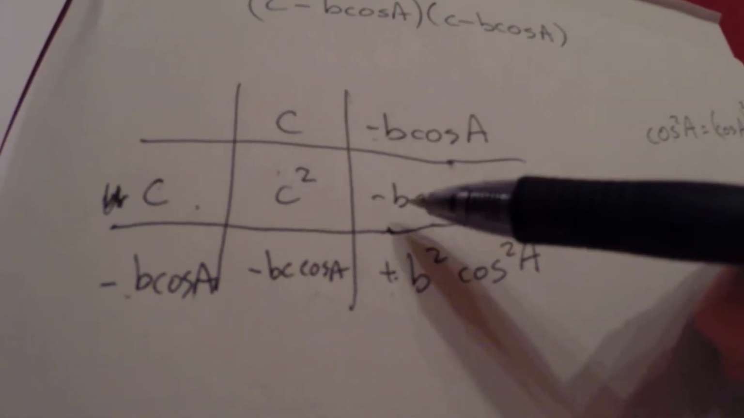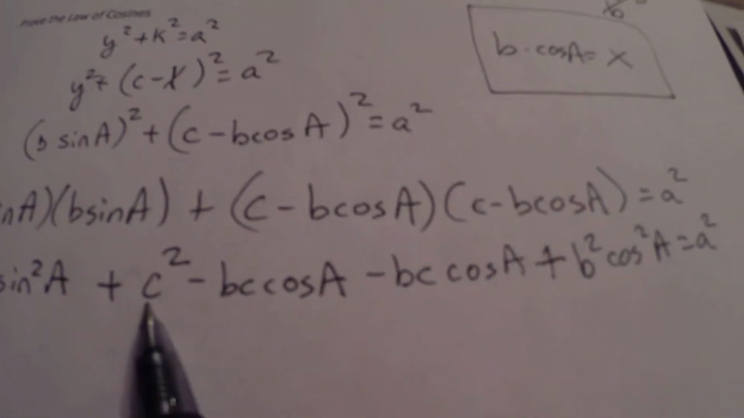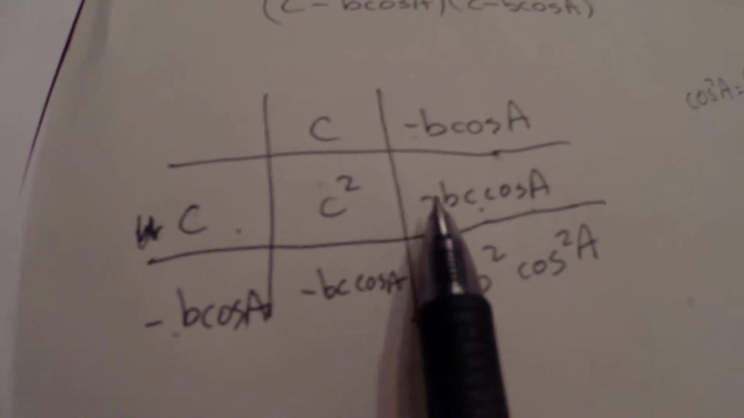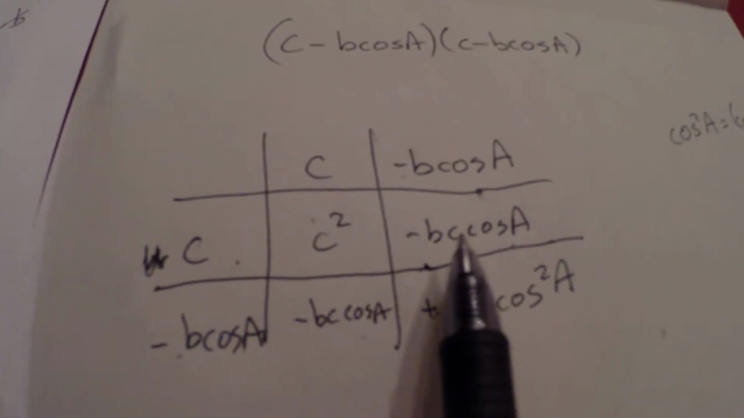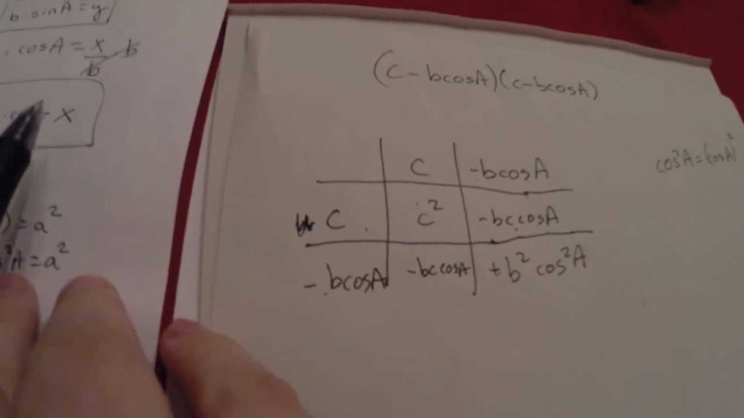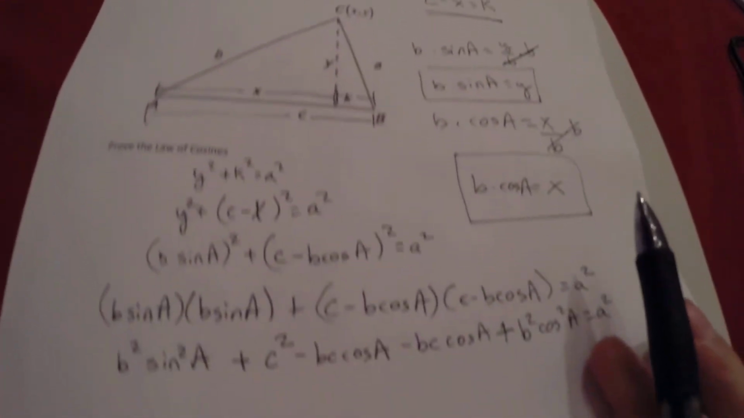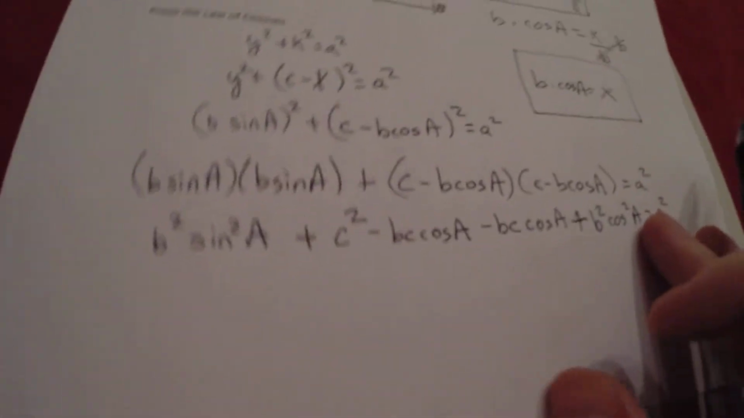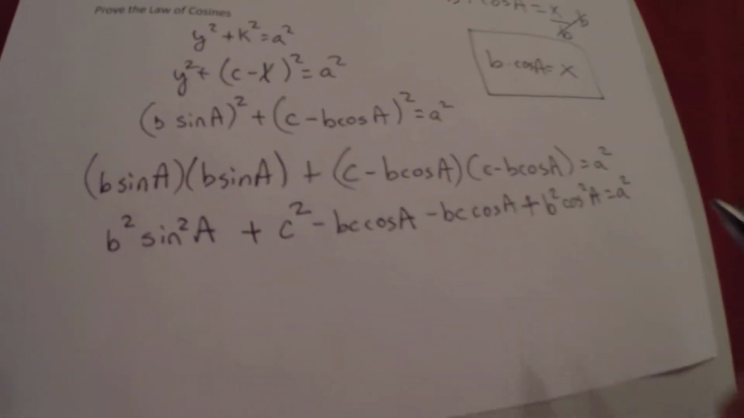So anyways, when you put this all together, you're right back here. So notice c squared minus bc cosine A minus bc cosine A. That's this business. And last part, b squared cosine squared A. So if doing this helps you, go for it. If it doesn't help you, then just FOIL like normal. All right, so moving on.